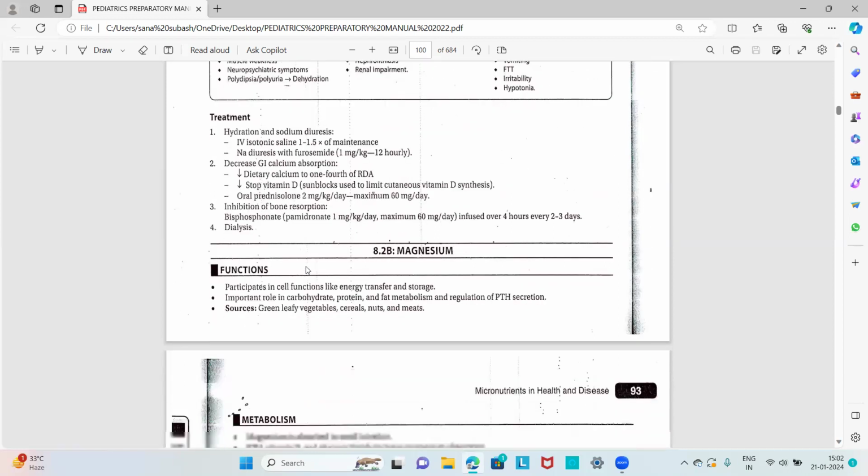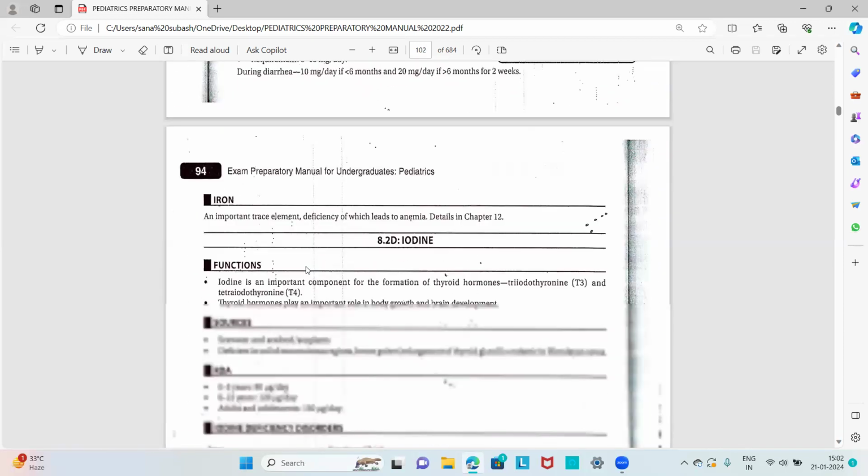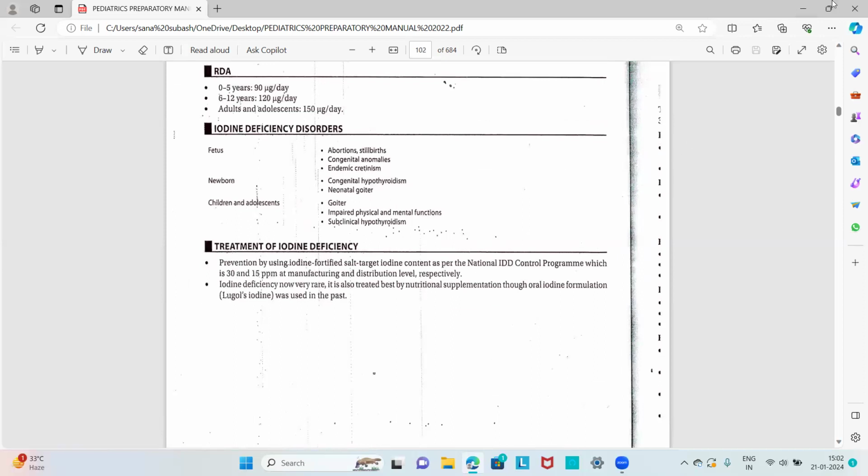So that's all about calcium metabolism and calcium related topics which are usually asked in university exams.